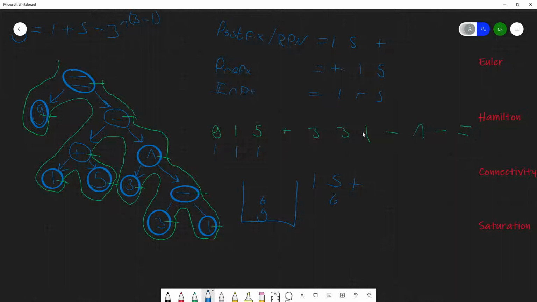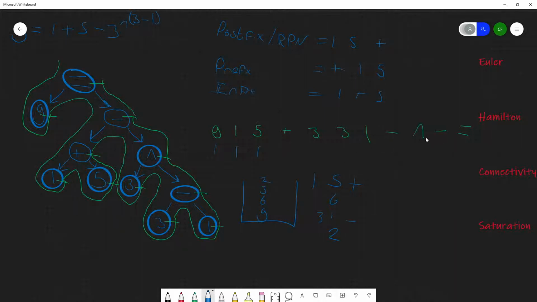Now we have 3, 3, 1. We've hit a minus, so minus. Then we've got a 1 and a 3. Take them from the stack. Now 1 minus 3, that is 2. Sorry, 3 minus 1, that is 2.